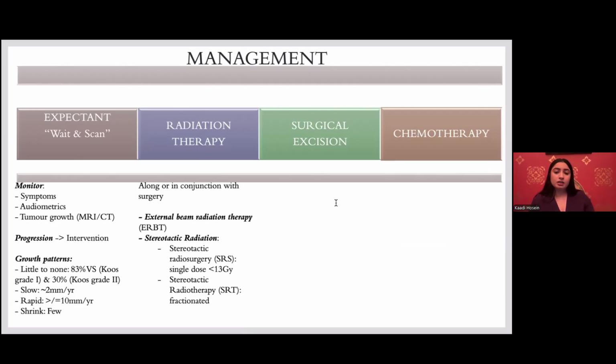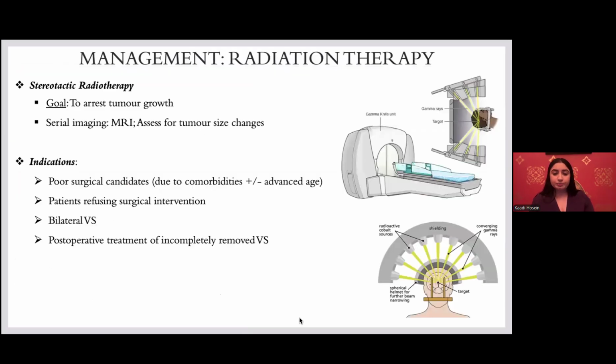SRT, however, is given in fractionated doses. So stereotactic radiotherapy uses radiation delivered to a precise point or series of points to maximize the amount of radiation delivered to the target tissues while minimizing the exposure of adjacent normal tissues, with the goal to arrest tumor growth. Monitored with MRI scans post-treatment, this assesses for any changes in the tumor size, and possible indications for stereotactic radiotherapy for vestibular schwannomas are shown here.